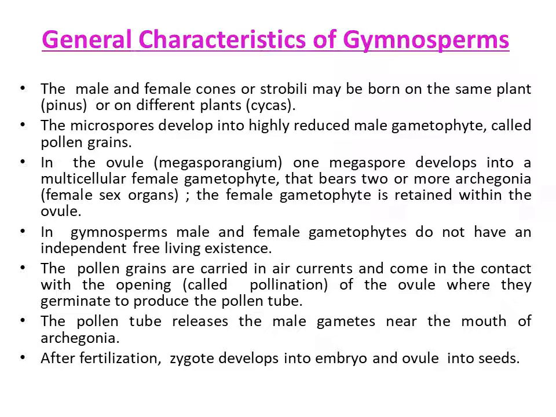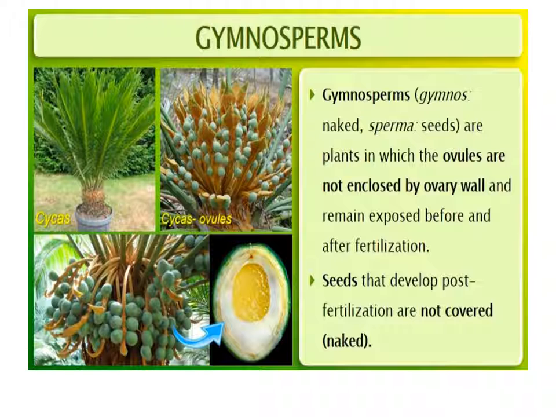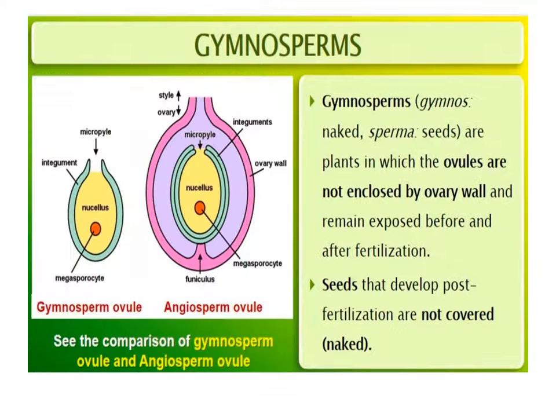The pollen grains are carried in air currents and come in contact with the opening of the ovule where they germinate to produce the pollen tube. The pollen tube releases the male gamete near the mouth of archegonia. After fertilization, zygote develops into embryo and ovule into seed. Here is the example of the plant Cycas, which shows the naked ovules. Seeds that develop post-fertilization are not covered, they are naked.